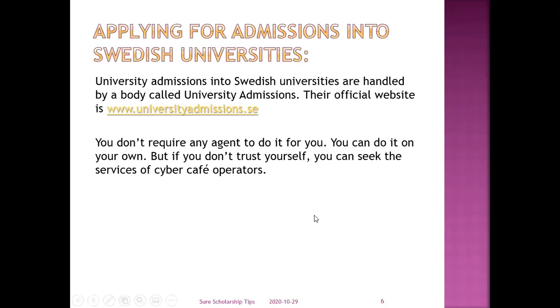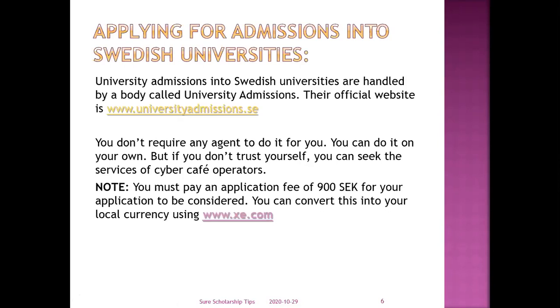Good. I want to tell you that applying on University Admissions is very, very easy. You don't require any agent to do it for you. You can actually do it yourself. But if you don't trust yourself that you can do it, you can seek the services of cyber cafe operators near you. But I believe and trust that you can actually do it yourself. Note, you must pay an application fee of 900 SEK for your application to be considered. Many people already know this.